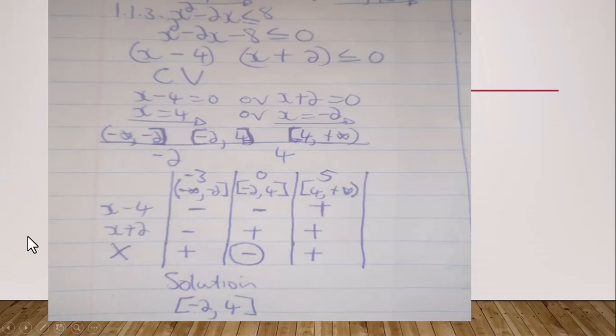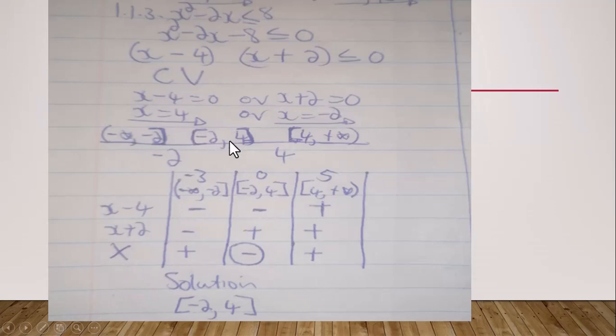Just as we did previously in the first tutorial, you will write your -2 and your 4. And then remember, we are moving from negative infinity to -2 inclusive, because it says less or equal, so it forms part of the solution. Here we have -2 to 4, and then 4 moving to positive infinity. We explained this in the first tutorial.